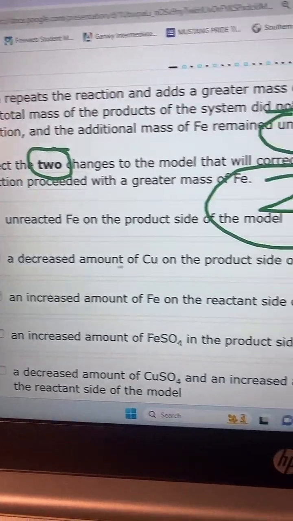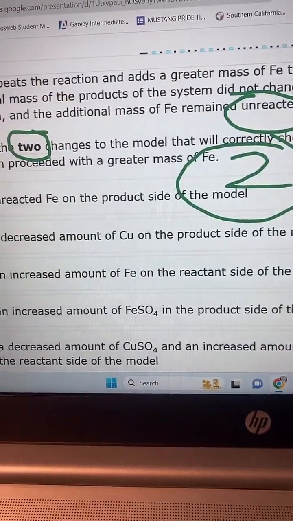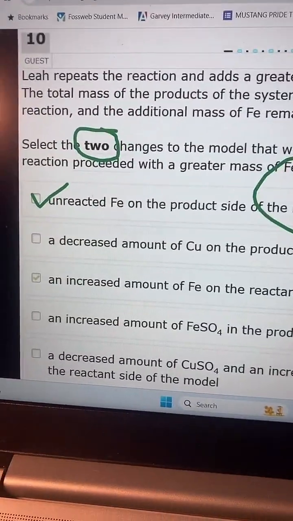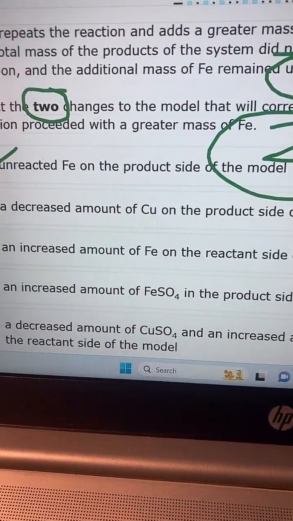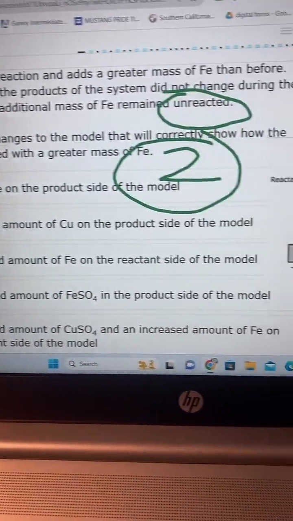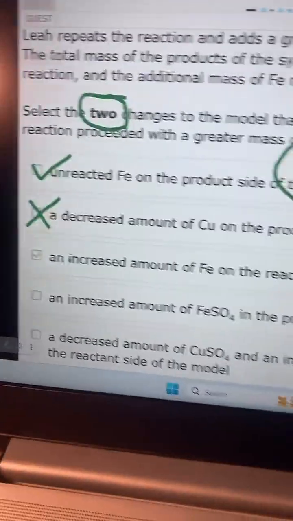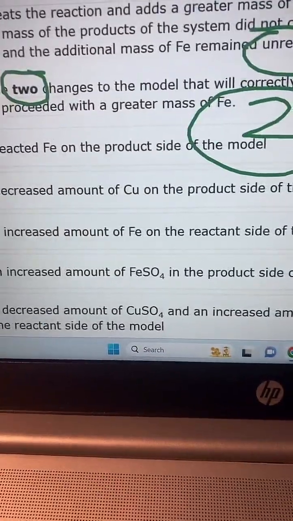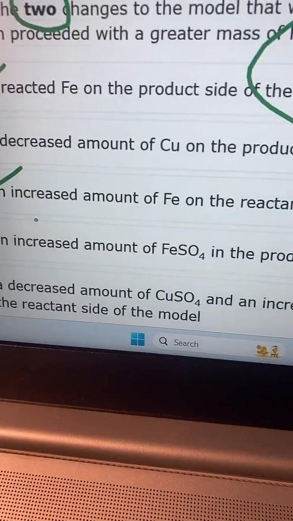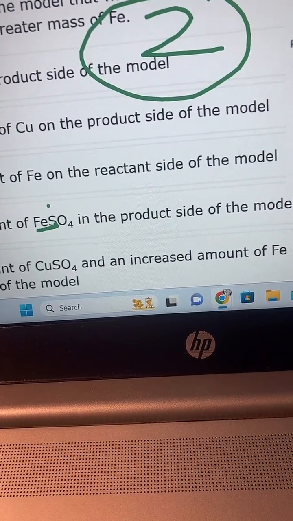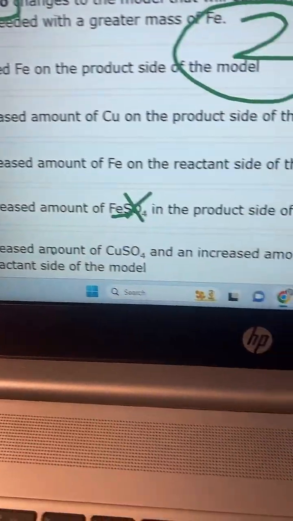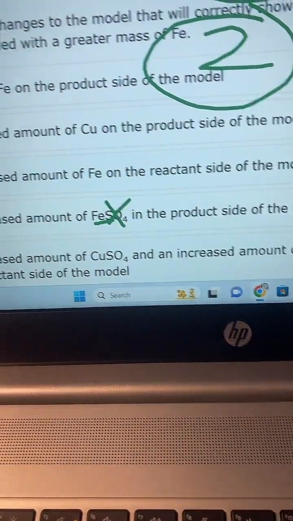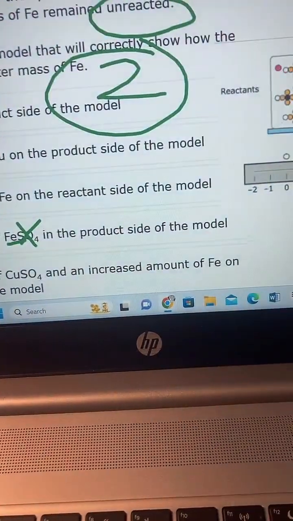So first, unreacted Fe on the product side. Yes, we will have more unreacted iron when we're done. Will we have a different number of copper? The answer is no. We're not changing the copper, we're only changing the iron. An increased amount of iron on the reactants, that's how she started. Increased amount of iron sulfate. Well, you have more iron, but you don't have more sulfate, so this is incorrect. And a decreased amount of copper sulfate, again, not going to be a problem because we're only adding more iron.